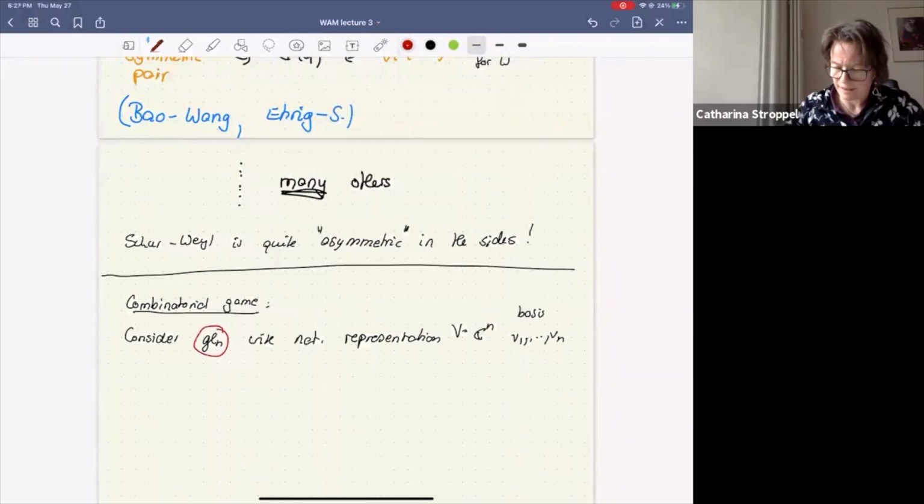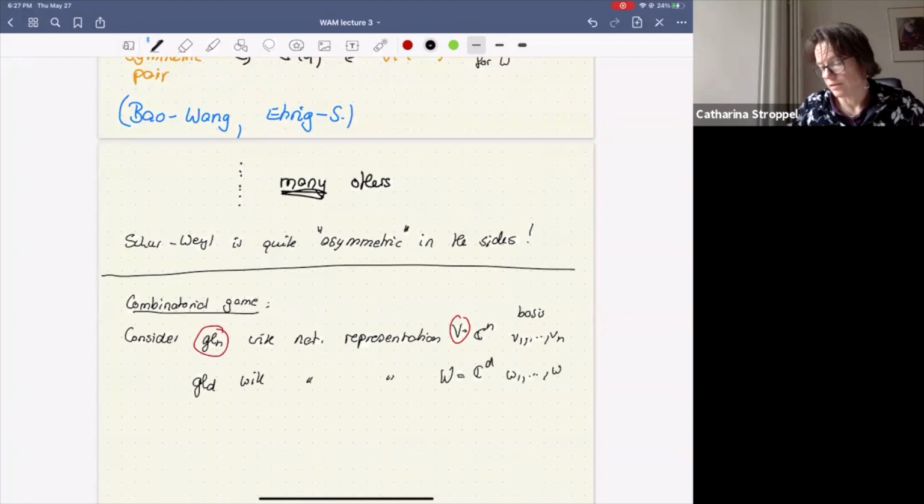It's the player with the color red. And then there's another player of the game. It's GL_d. So this is like the symmetric group S_d. Again, with the natural representation, now I call it W, which is C^d, and I take a basis denoted by w_1 up to w_d. So that's the second player, it's the color green. So these are the two players.